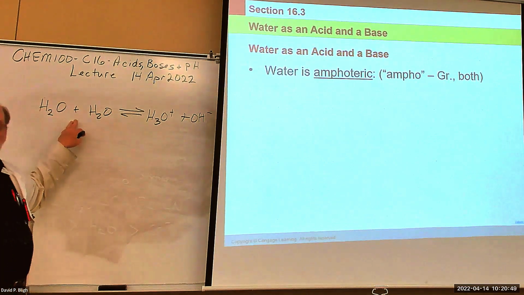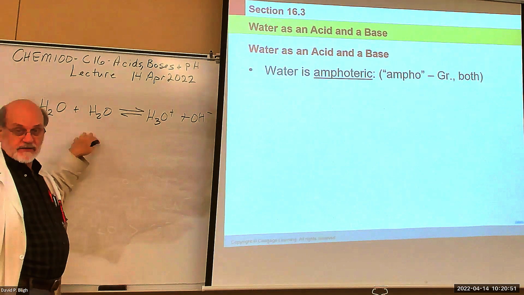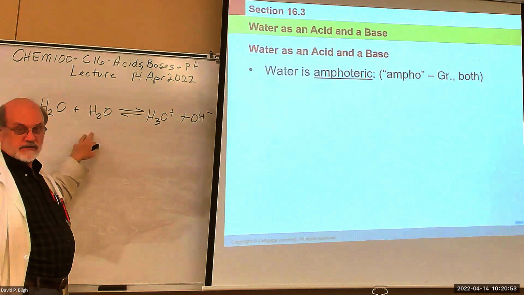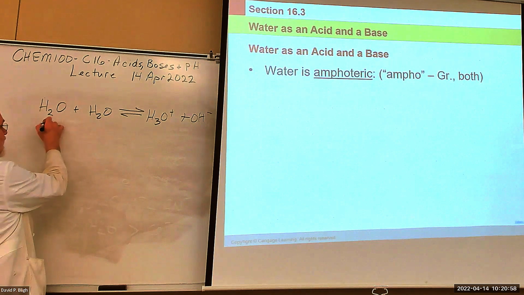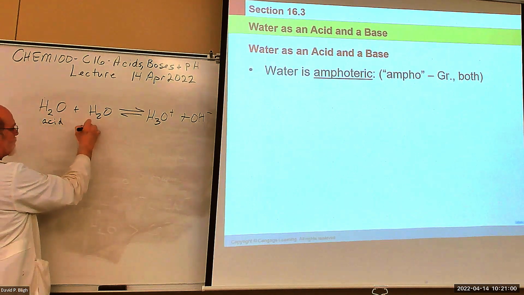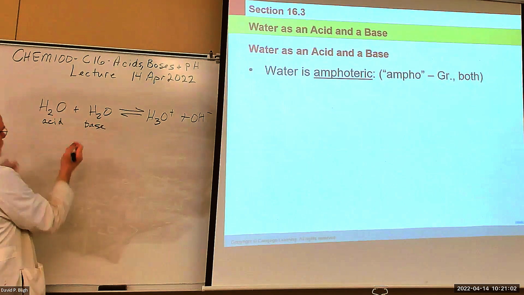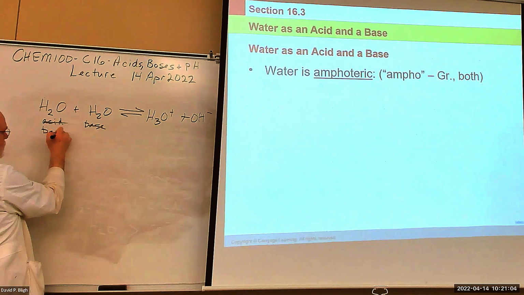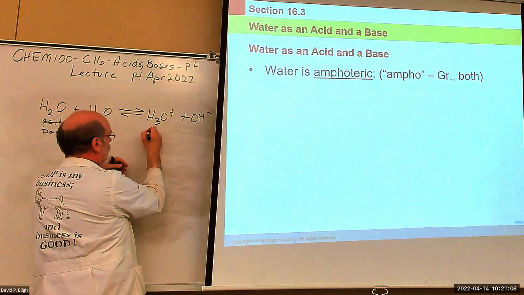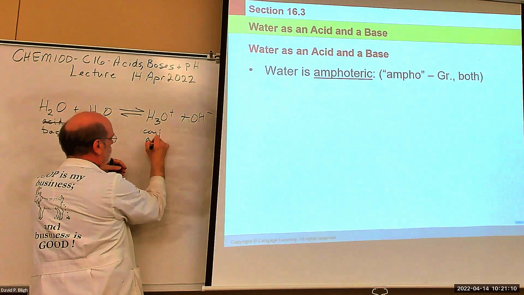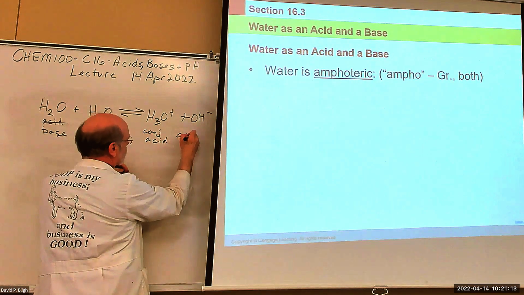Because this water can act as an acid or a base. Which one's the acid and which one's the base? Who knows? It can go either way. This one could be the acid. That would make this one the base. But just as easily, we could call this one a base, and this one the acid. It would still produce a conjugate acid and a conjugate base.